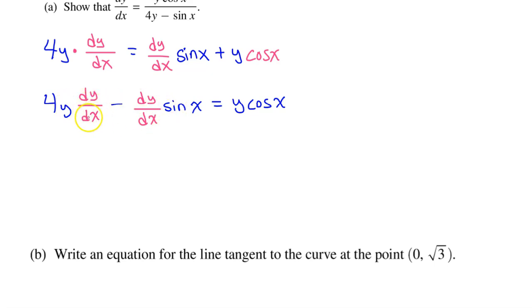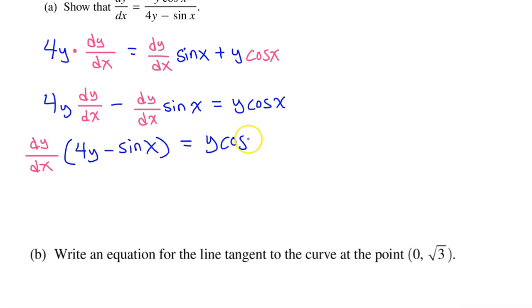The point of putting all of the terms with a dy/dx on the same side of the equation is so we can factor out the dy/dx as a GCF outside of parentheses. So I'm going to put the dy/dx in the front, and then consider what will be left behind inside the parentheses. That's going to be 4y minus sine x. And then that is equal to y cosine x.